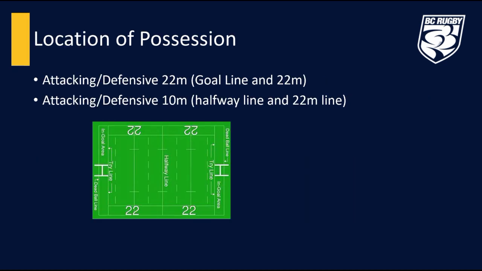Location of possession is categorized into one of four zones, either in the attacking or defensive 22 meter, located between the goal line and 22 meter line, or the attacking or defensive 10 meter, located between the halfway line and the 22 meter line.